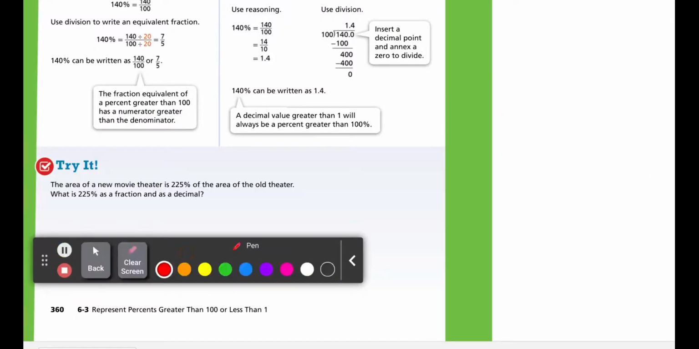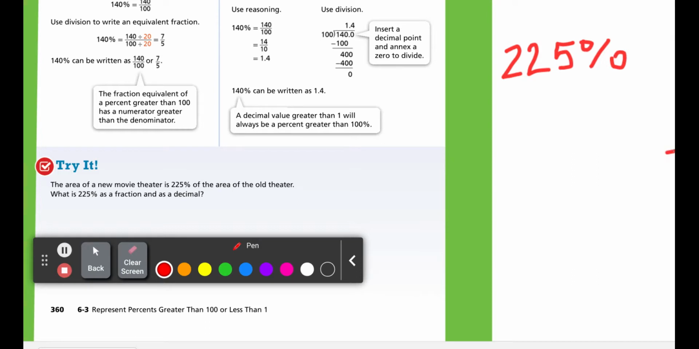Now let's look at this. Try it. The area of a new movie theater is 225% of the area of the old theater. What is 225% as a fraction and as a decimal? So first step, rewrite 225% as a fraction.